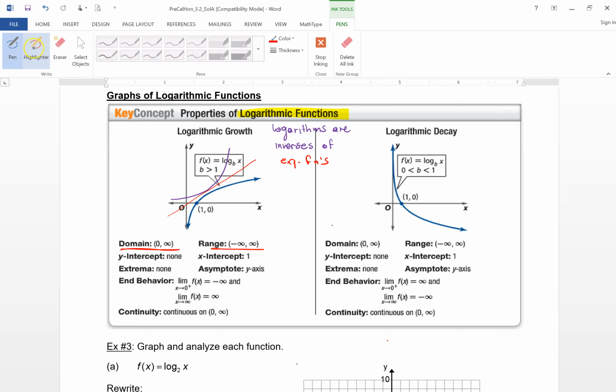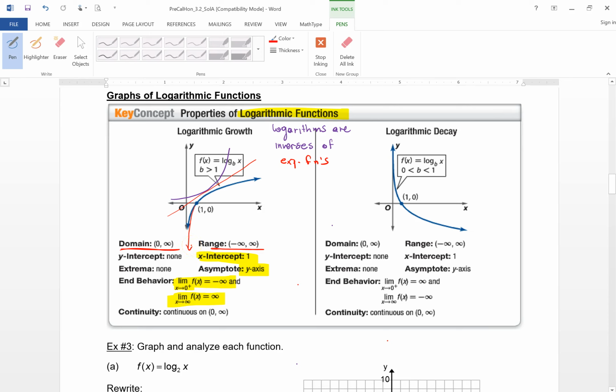Whereas an exponential function has a y-intercept, a logarithmic function has an x-intercept. An exponential function has the x-axis as an asymptote. A logarithmic function has the y-axis as the asymptote. Now, end behavior. It is clear that as x approaches infinity, f of x approaches infinity. For the other case, as x approaches 0 from the positive side, the graph goes to negative infinity. So as we approach 0, the graph goes down to negative infinity.